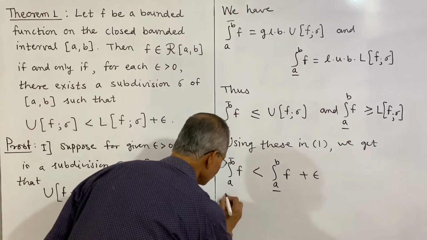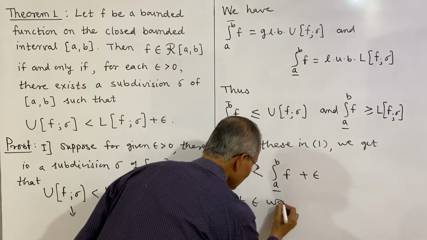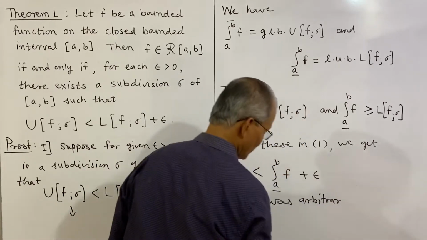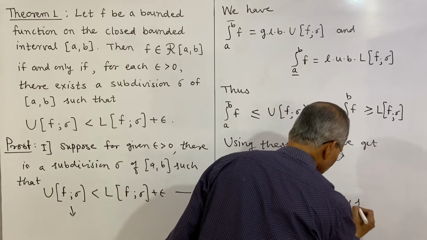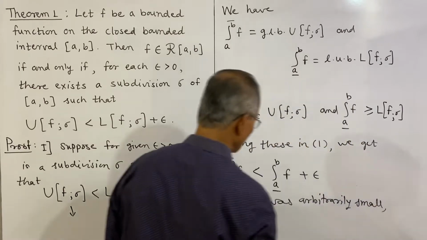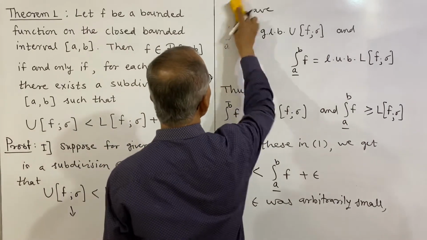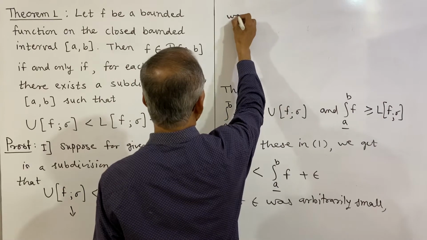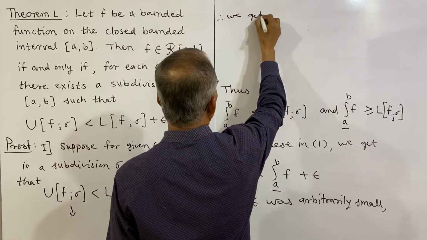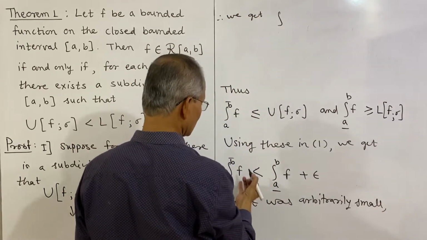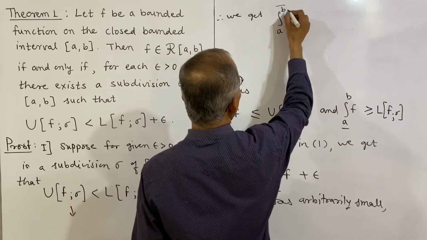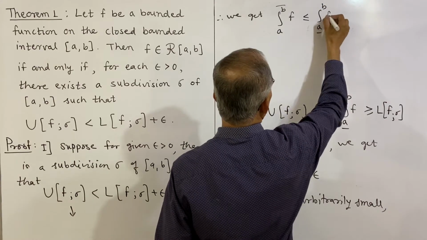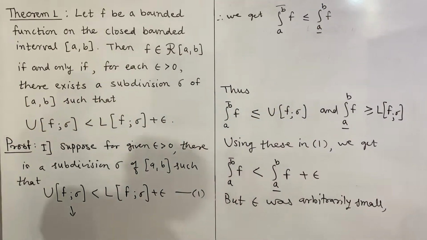But epsilon was arbitrary, that we have considered, or arbitrarily small, and therefore we get the upper integral of f is less than or equal to the lower integral of f. So this is the relation we have obtained.